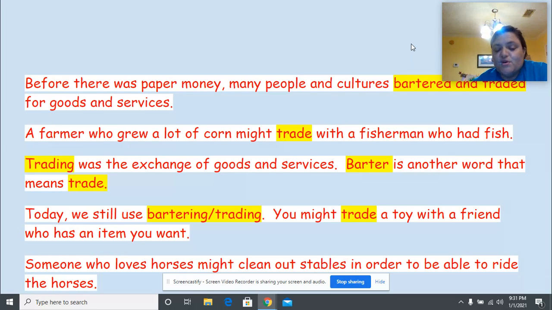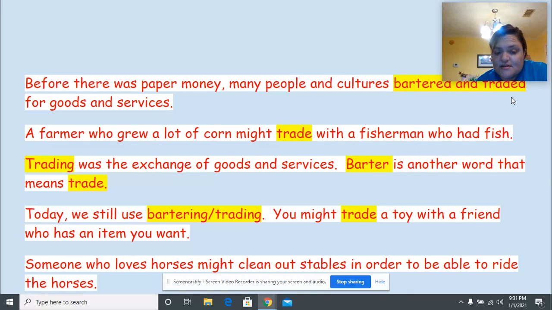Today, we still use bartering and trading some. You might trade a toy with a friend who has an item you want. You might say, okay, I'll give you this car if you'll give me that car. You know, it might be worth the same thing, but you might like their car better and they might like your car better. I know, with the Happy Meal toys, my kids would trade toys. I don't know if they still do that, but anyway.